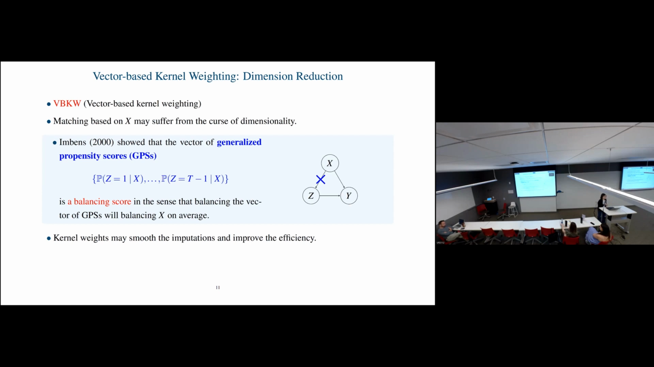The vector-based kernel weighting is the same idea. We first do matching based on the generalized propensity score, say we have M matching units, but vector-based kernel weighting does additional things. It assigns kernel weights to each matched unit based on the distance between generalized propensity scores, so different matching units get different weights. The idea is to smooth the imputation and therefore improve the efficiency of the matching estimator. That summarizes the basic idea of vector-based kernel weighting.